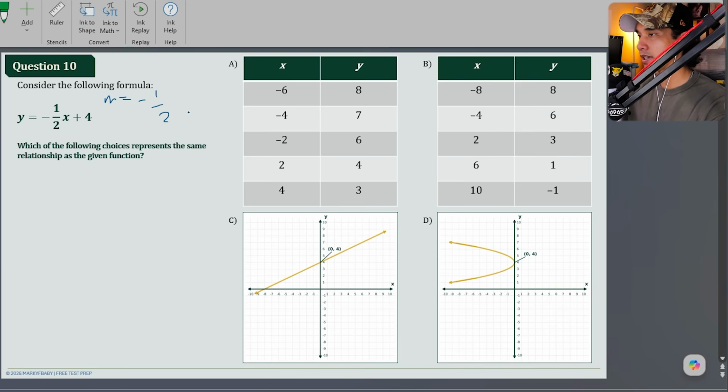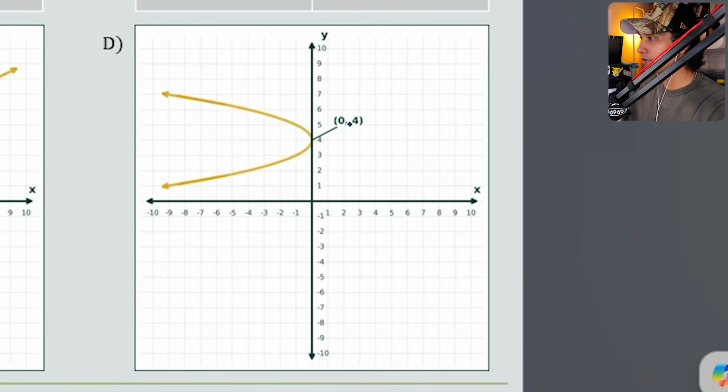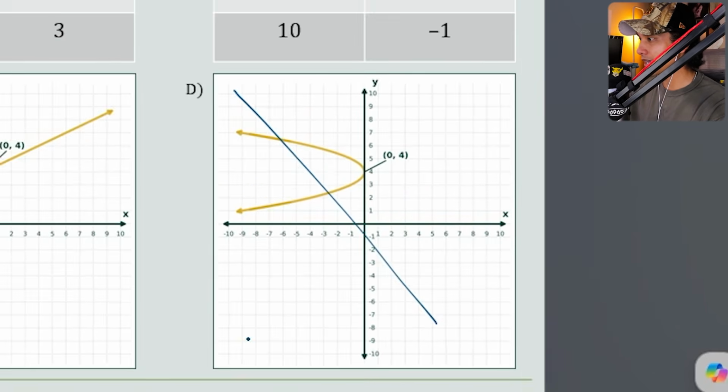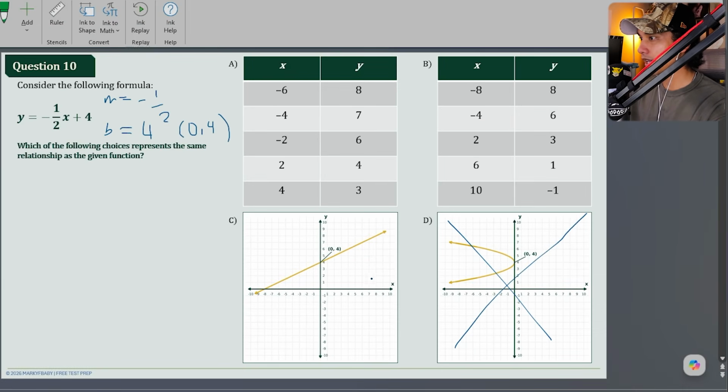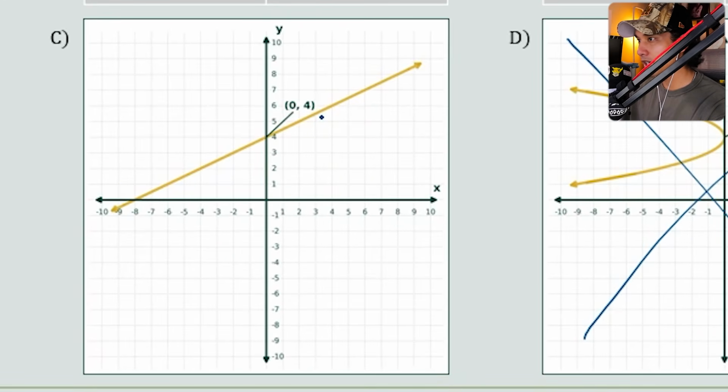M is equal to -1/2. What can you tell me about m? Well, it's negative, okay? And then our b, right? Where we cross the y-axis, and that's a positive number at +4, or at the ordered pair of 0, 4. And well, we do have 0, 4 here, but that's a sideways parabola. Let's get rid of that. Okay, we have 0, 4 here.